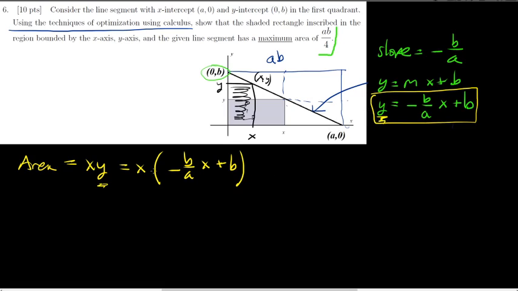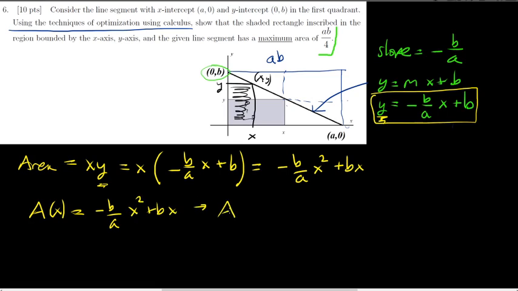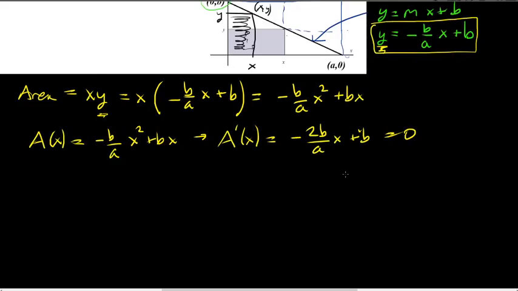At this point it's a function of x. You could use the product rule, but in this case it's probably easier just to multiply it out, right? So that's my function of x, and this tells me the area of the rectangle with width x, or maybe I should say length x. It's just a quadratic function, so taking the derivative, setting it equal to 0, no big deal here. So you get negative 2b over a times x plus b, and then when you set that equal to 0, you just solve for x.